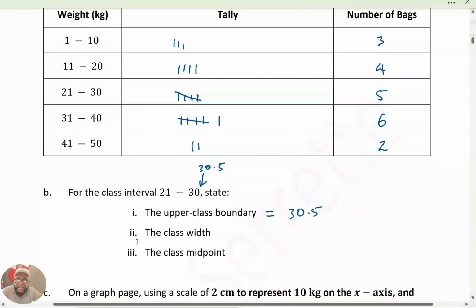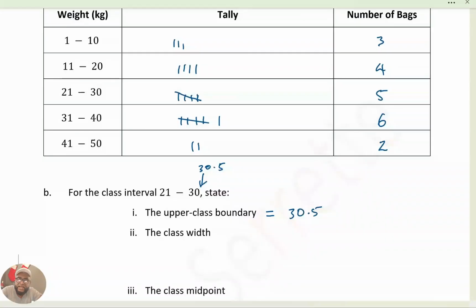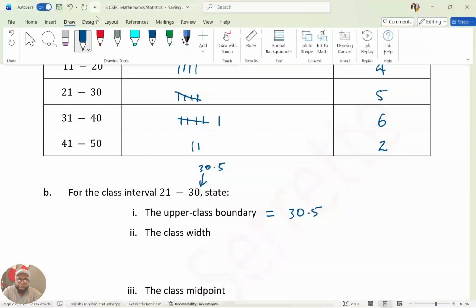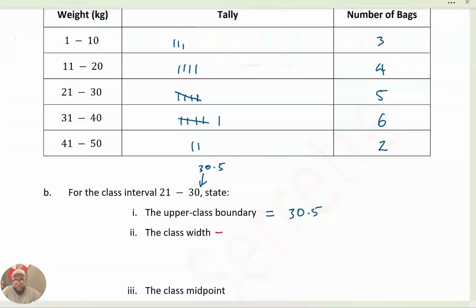Then we have to find the class width. What is the formula for class width? Somebody hit me. We write the formula because we want it to stick. What is the formula for class width?